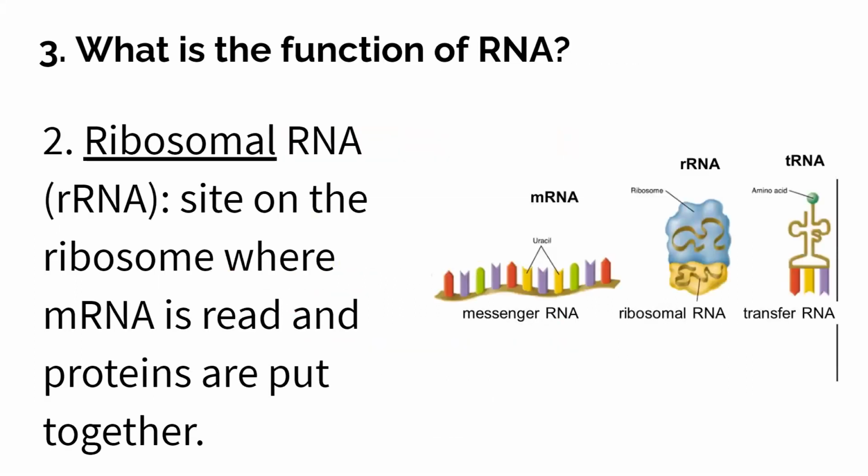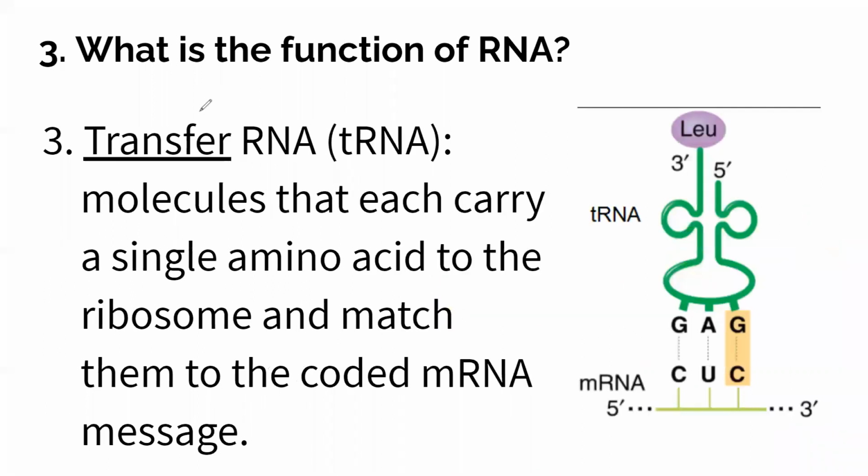Ribosomal RNA, on the other hand, is going to be part of the ribosome itself. So you can kind of see that over here. There's ribosomal RNA on the ribosome, and that's going to be the site at which that messenger RNA that's traveling from the nucleus to the ribosome gets read. Okay? And then last but not least, we have transfer RNA, which is another type of RNA, and its job is to bring those amino acids to the ribosome to start building that protein.